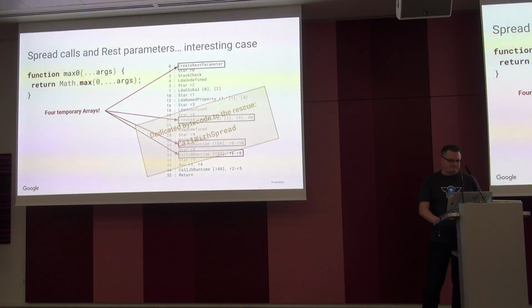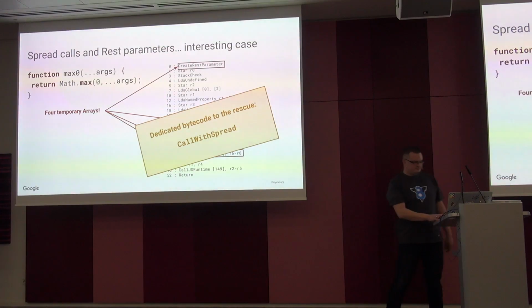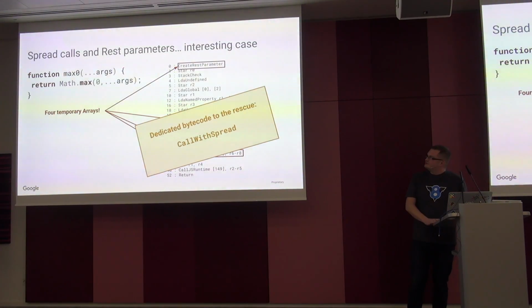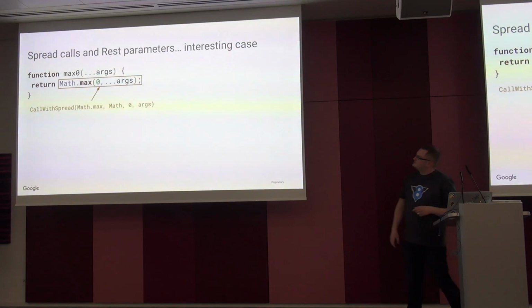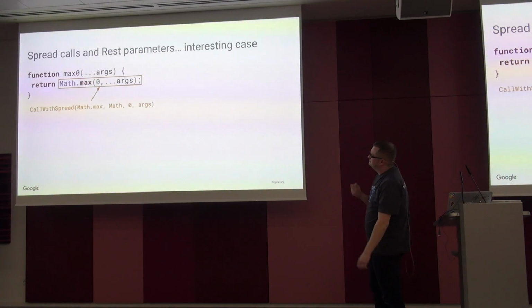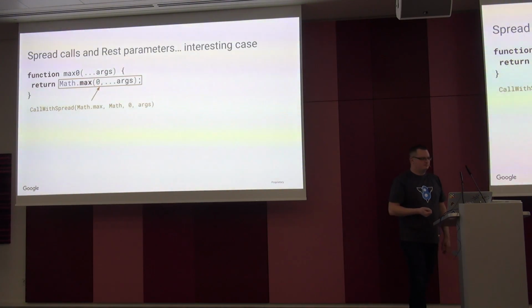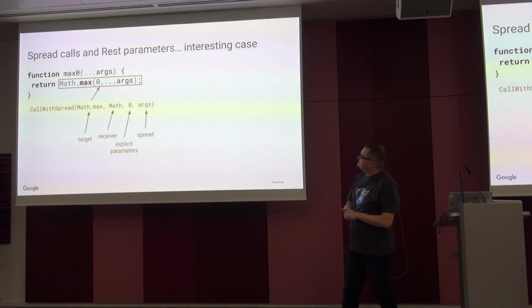So what it means is we really need to work on our bytecode. And a new bytecode that implements the whole spreading logic will probably solve it. So let's see what this thing would do. It would basically implement the spread call in a way that it takes the target, which is the function being called. And in addition, it takes the receiver, which is Math. Actually I was wrong, Math is the receiver. And the explicit parameters and the last parameter that is to be spread.